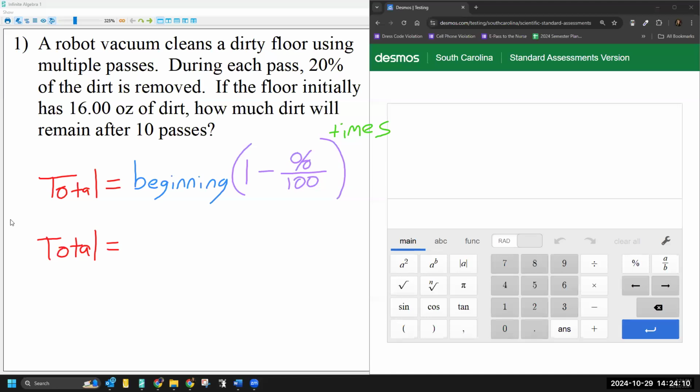All right. Now, while I look up here, there should be a beginning amount. What is the beginning amount for number one? The 16. That's my beginning amount. And then I got 1 minus. What is my percent? It should be more than this. This is the one with a percent sign on it. 20.